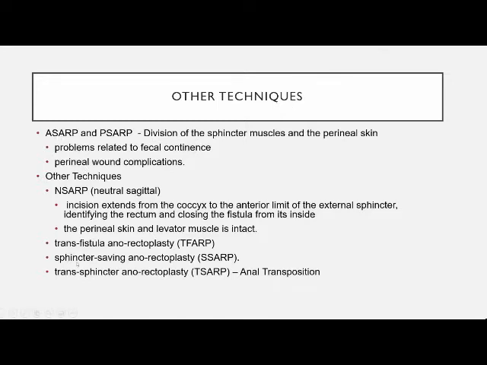ASARP and PSARP both involve division of the sphincter muscles and the perineal skin, and problems related to these may cause problems related to fecal continence and possible perineal wound complications. So these are alternatives which tend to preserve the sphincter muscles and the perineal skin. One is the neutral sagittal approach, in which the incision extends from the coccyx to the anterior limit of the external sphincter, and the perineal skin is intact. The others are the transfistula anorectoplasty, sphincter saving anorectoplasty, and transsphincteric anorectoplasty, also known as the anal transposition.